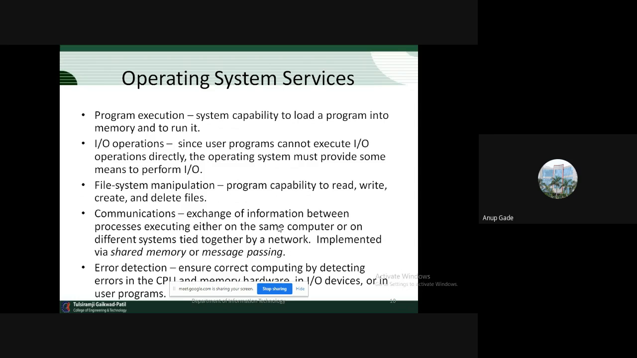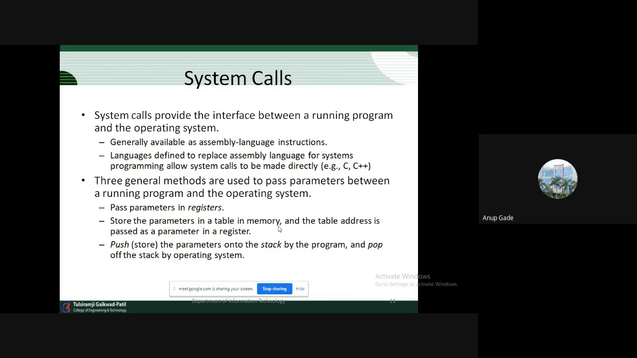File system manipulation, again a major role played by your operating system: the program's capability to read, write, create, or delete files, which we have seen. Then communication: exchange of information between processes executing either on the same computer or on different computers, connected or shared via a network, or sometimes even shared memory or message passing. And finally, error detection, ensuring correct computing by detecting errors in the CPU and memory hardware, IO devices, or even user programs. So all these activities are essential. All these services are provided by your operating system.